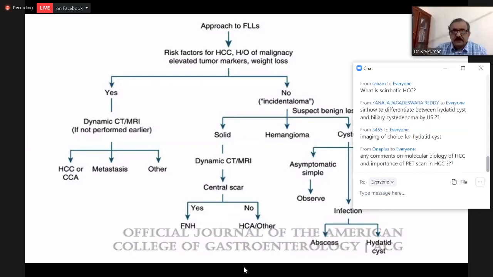And about hydatid cyst, imaging of choice. Sir, do you want to add something?